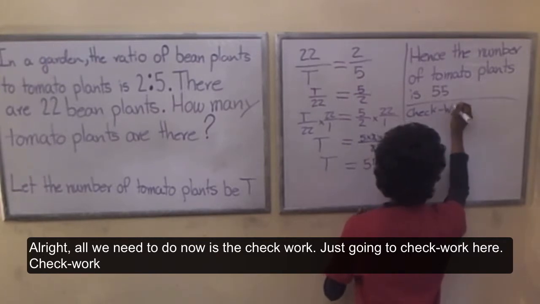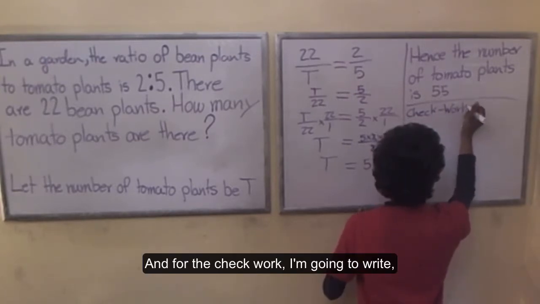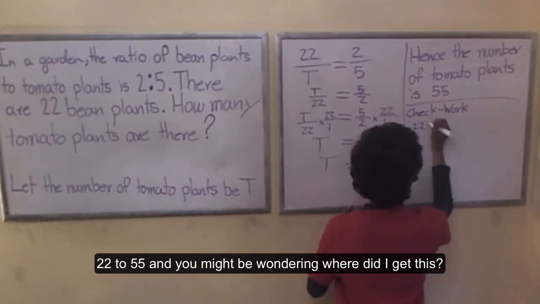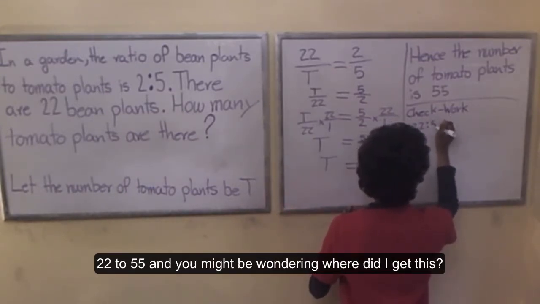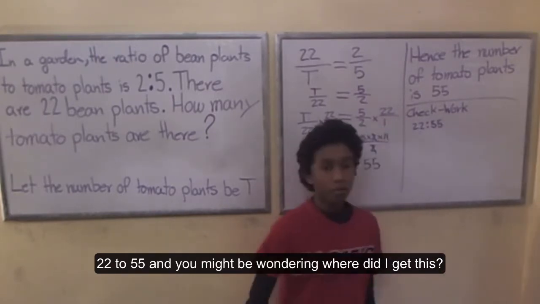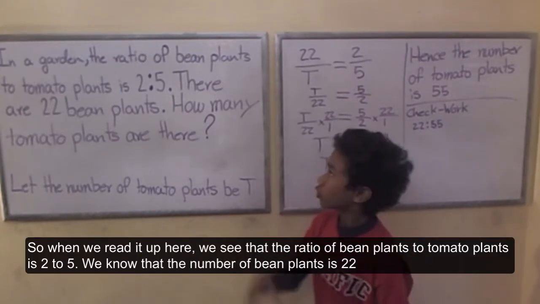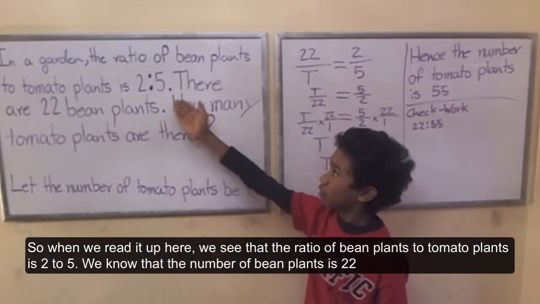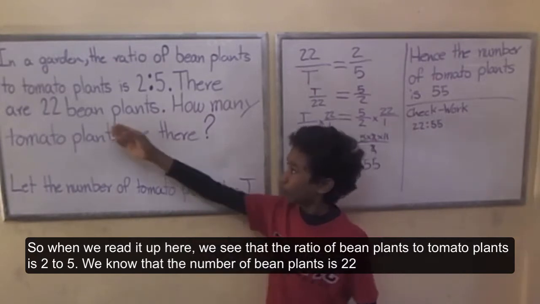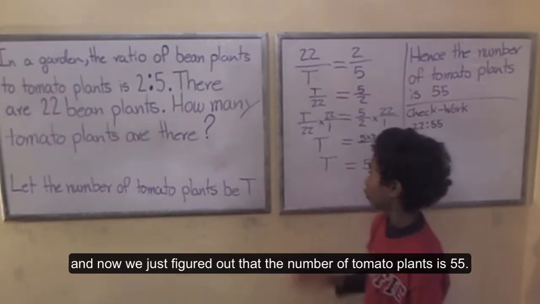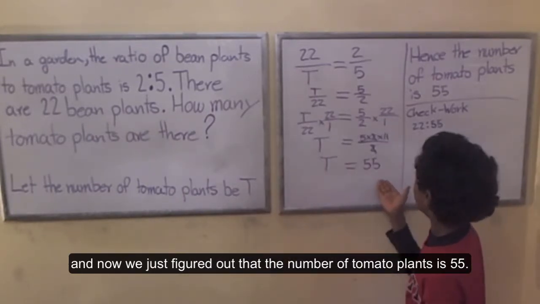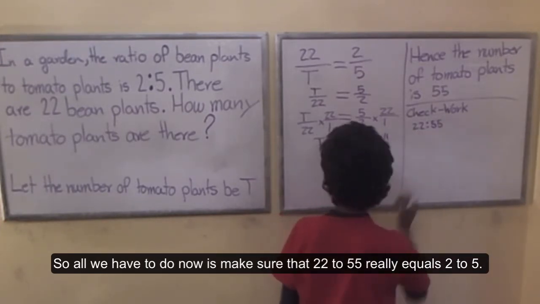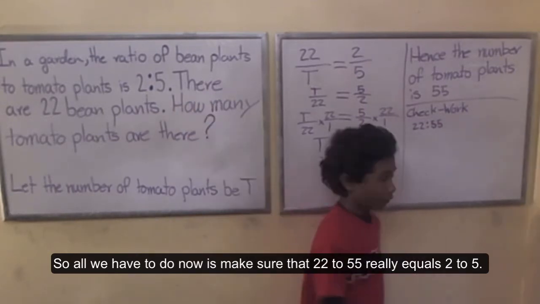Check work. And for the check work, I'm going to write 22 to 55. And you might be wondering, where did I get this? So, when we read it up here, we see the ratio of bean plants to tomato plants is 2 to 5. We know that the number of bean plants is 22, and now we just figured out that the number of tomato plants is 55. So, all we have to do now is make sure that 22 to 55 really equals 2 to 5.